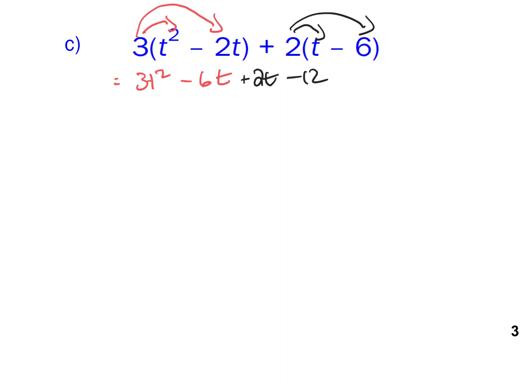Okay, cool. Now we can go ahead and group our like terms. So 3t squared is on an island by itself. There's no other terms with 3t squared. So that's all we got. Now we have 2 terms with t in them. If we put them together, what do we get? Negative 4t. And negative 12 is also on an island because there's no other term that's all by its lonesome. So the answer is 3t squared minus 4t minus 12.